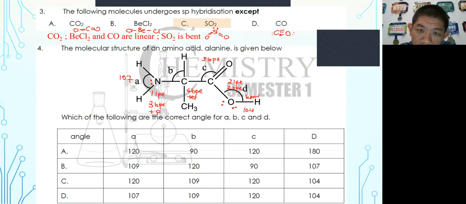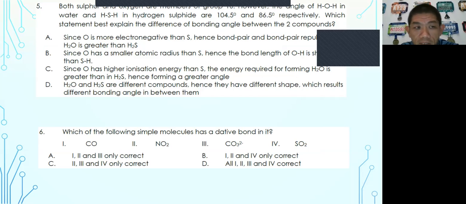So in here you shall expect this one is a trigonal planar. So in here, the best answer is 120 degrees. So the overall answer in here is D. Okay, so just in case you want to refer, I'll still write it for you so that you know. Okay, so this is number 4.